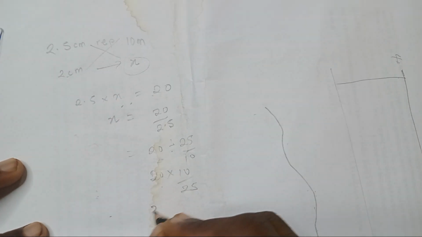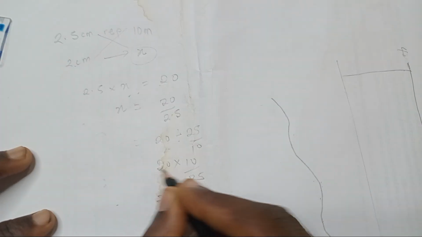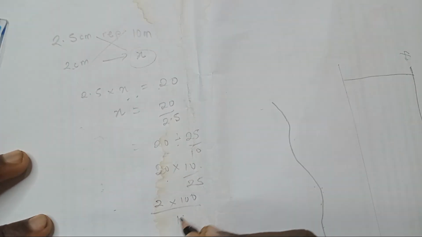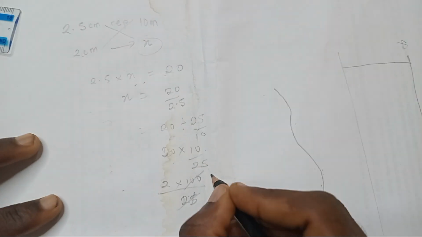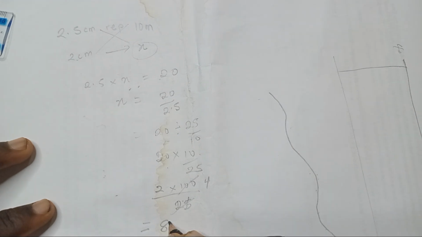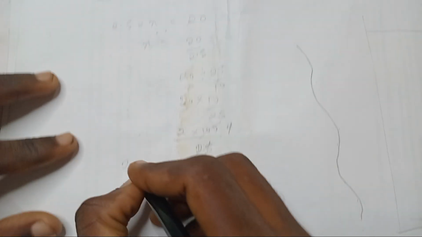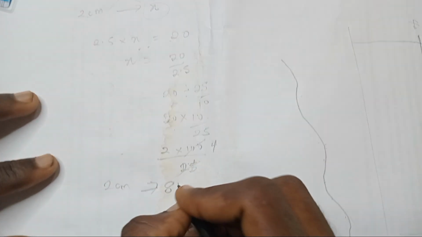So here essentially you are saying 2 times 100. Are we? 20 times 10 is 200. So you're saying that 200 divided by 25. So you have 2 times 4, and the answer is 8. So 2 centimeter is equivalent to 8 meter. So you can see, in anything, always follow your scale.